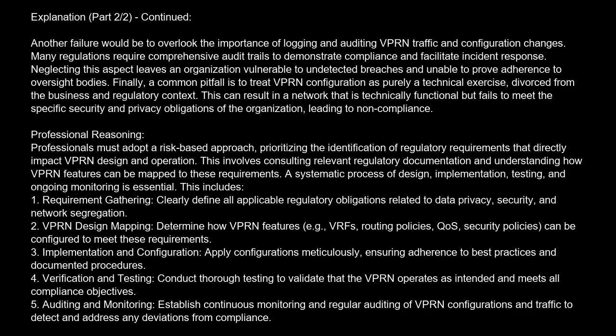Another failure would be to overlook the importance of logging and auditing VPRN traffic and configuration changes. Many regulations require comprehensive audit trails to demonstrate compliance and facilitate incident response. Neglecting this aspect leaves an organization vulnerable to undetected breaches and unable to prove adherence to oversight bodies. Finally, a common pitfall is to treat VPRN configuration as purely a technical exercise, divorced from the business and regulatory context. This can result in a network that is technically functional but fails to meet the specific security and privacy obligations of the organization, leading to non-compliance.